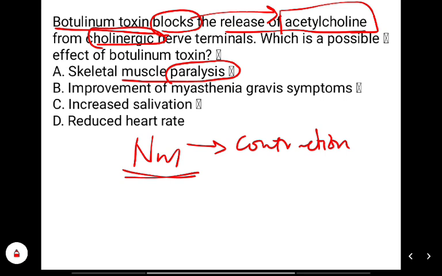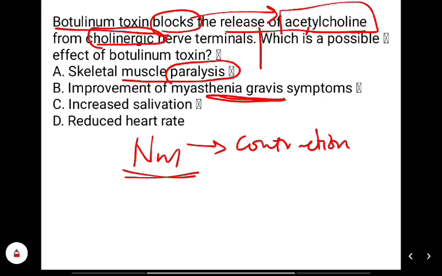Now myasthenia gravis is an autoimmune disorder where antibodies are produced against the nicotinic receptor and they inactivate the receptor, whereas a reduction in the release will worsen the symptoms of this condition.